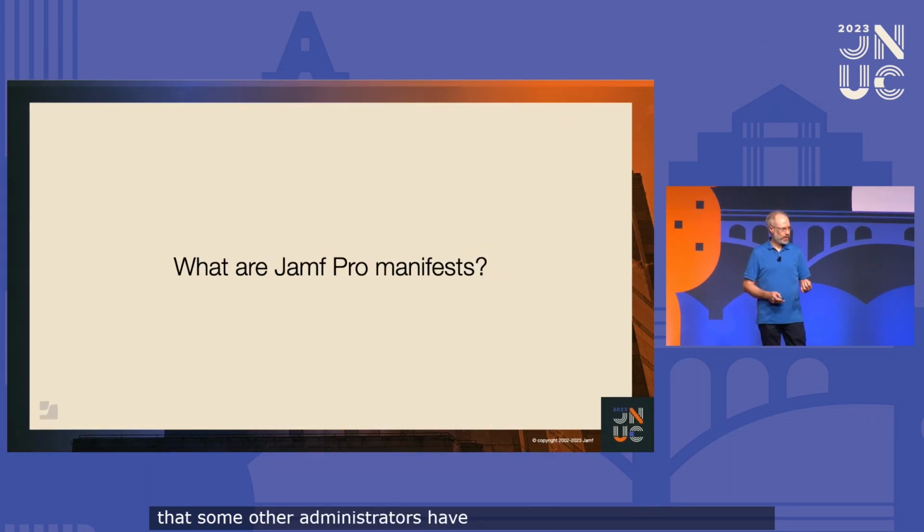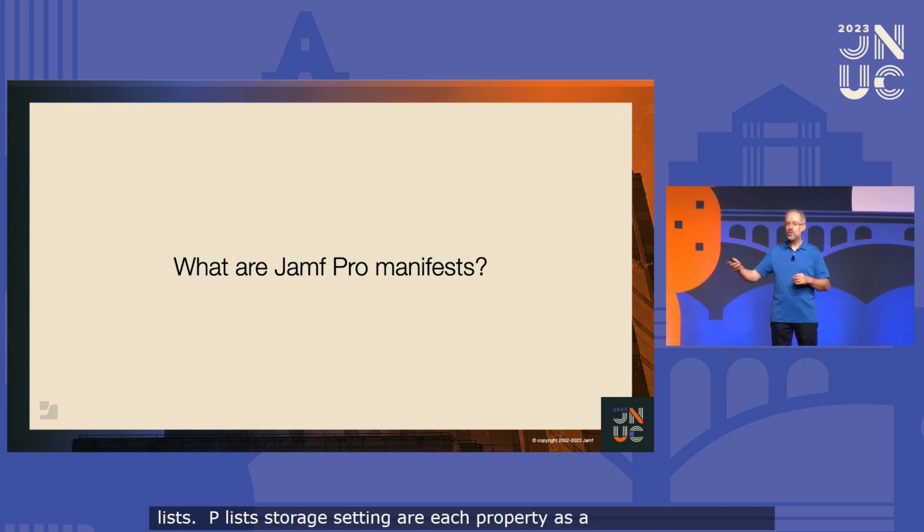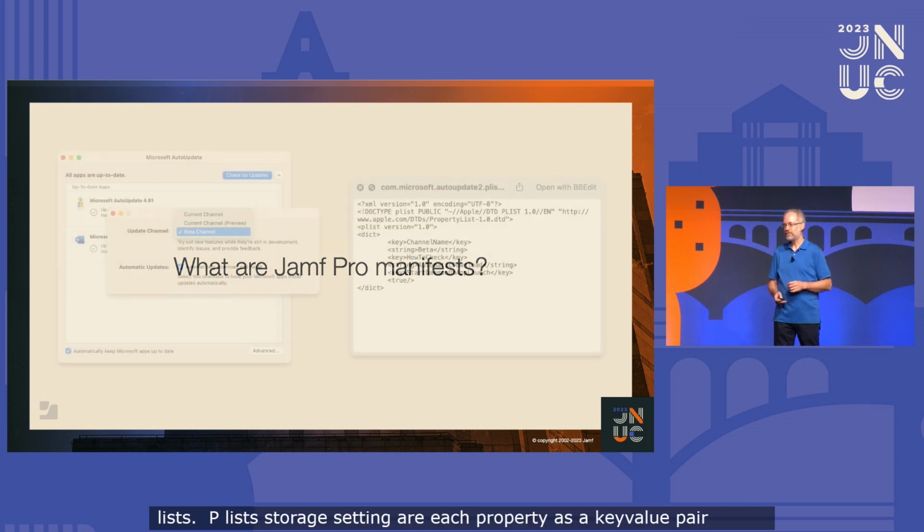Let's understand what we're trying to accomplish first. The macOS and most applications store their settings in property lists or plists. Plists store each setting or each property as a key-value pair. The key names the application setting, and the value stores the current setting.